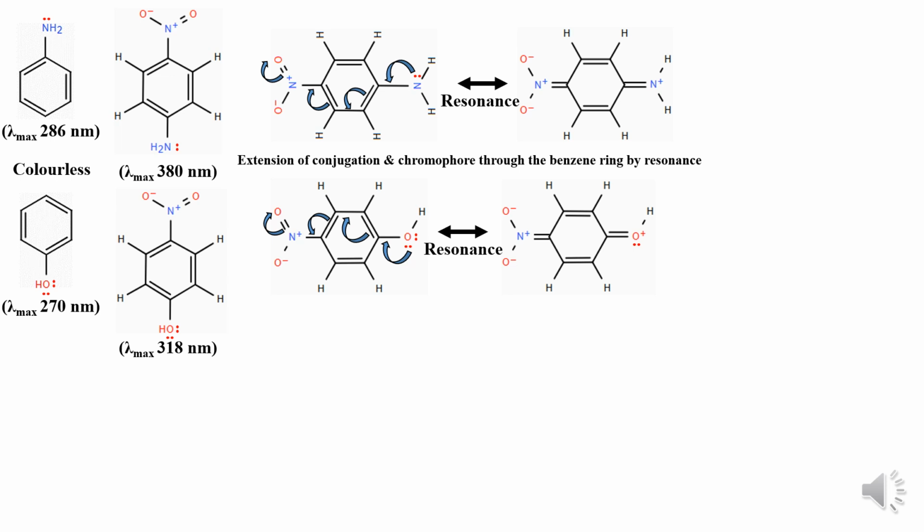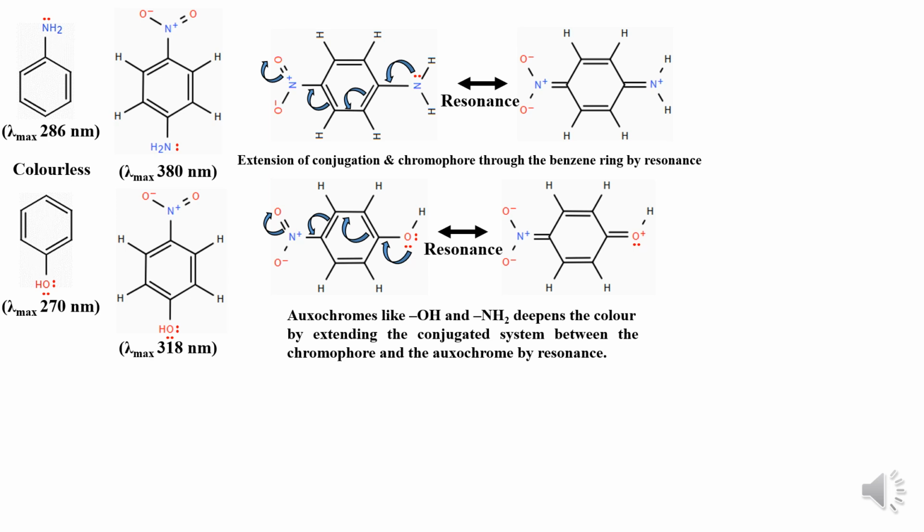So always remember, whenever there is extension of conjugation or the chromophore through the benzene ring brought about by resonance, two things will happen. One is a shift in the lambda max towards longer wavelength, that is redshift or bathochromic shift. The other thing that will probably happen is the compound may be colored, because the compound will absorb in the visible region. So whenever you see a colored compound, take it for granted that the colored compound absorbs in the visible region.